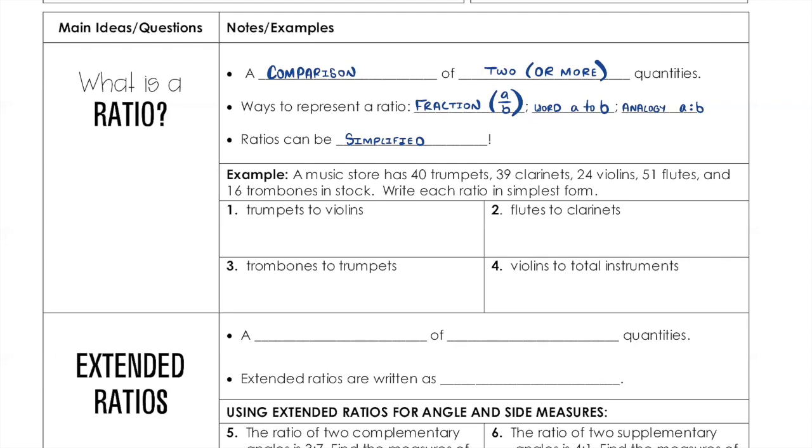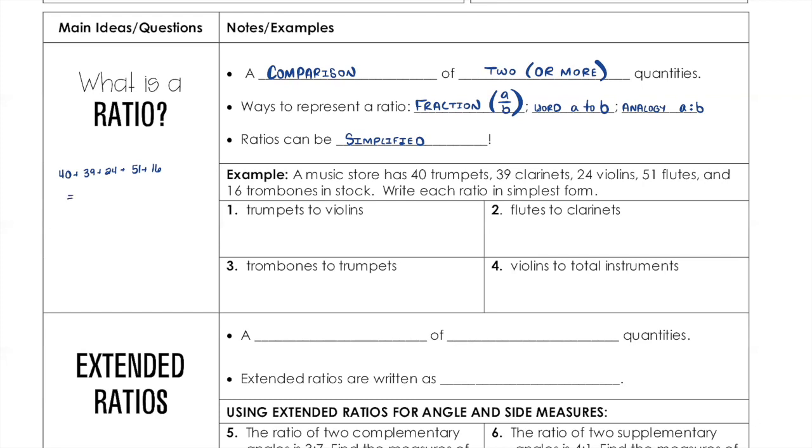So for our first example, a music store has got 40 trumpets, 39 clarinets, 24 violins, 51 flutes, and 16 trombones. Write each ratio in simplest form. Let's go ahead and add those guys up just because we may need a total later. You never know. So we got 40 trumpets, 39 clarinets, 24 violins, 51 flutes, and 16 trombones.